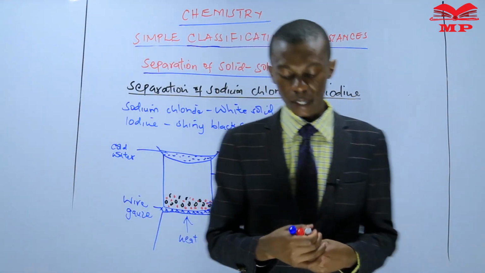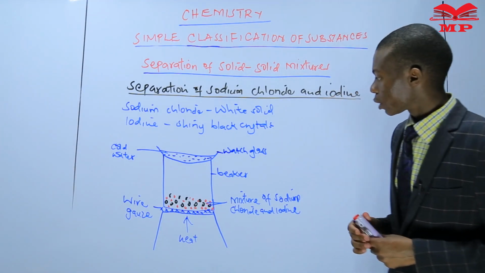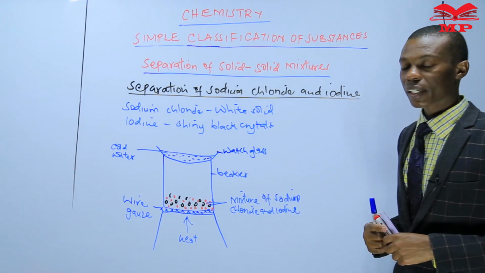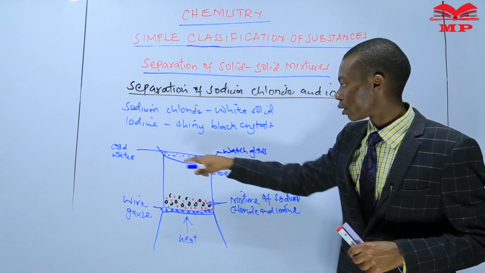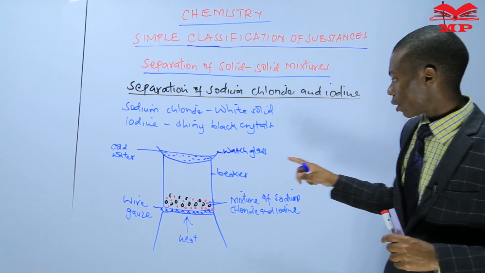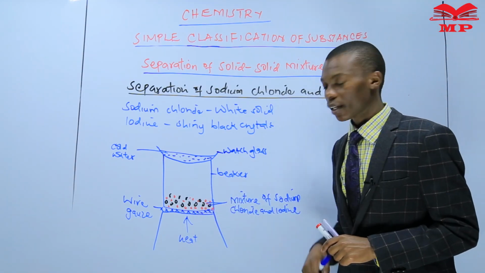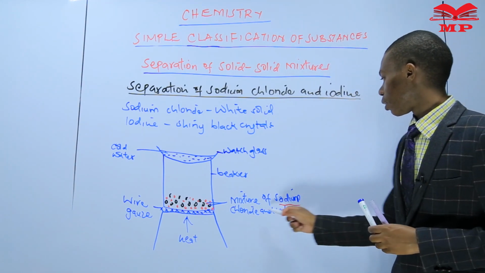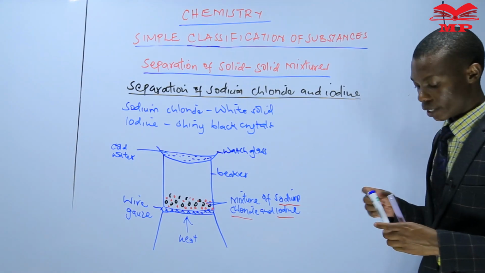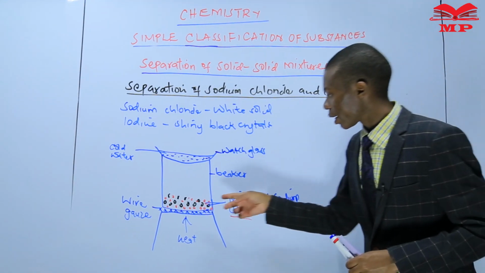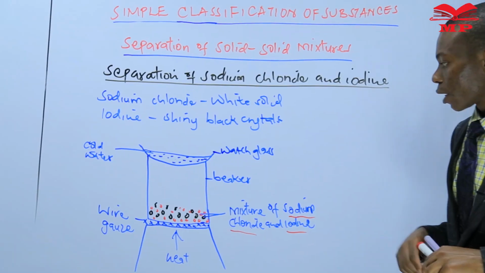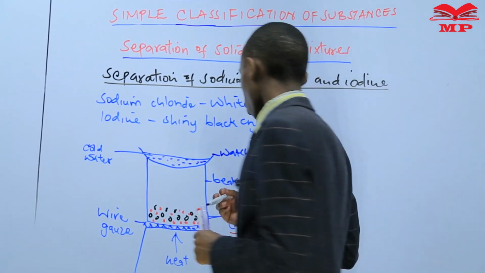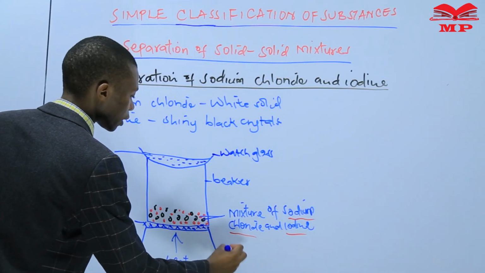That is my diagram. To explain what that diagram is, I have the watch glass which is holding cold water. There is a beaker which is holding the mixture, and this mixture is a mixture of sodium chloride and iodine. Then I have the wire gauze. The wire gauze is on top of a tripod stand. This is what we call a tripod stand.